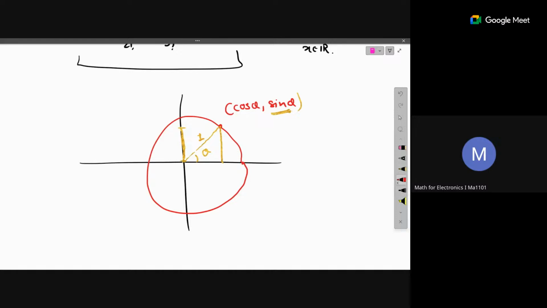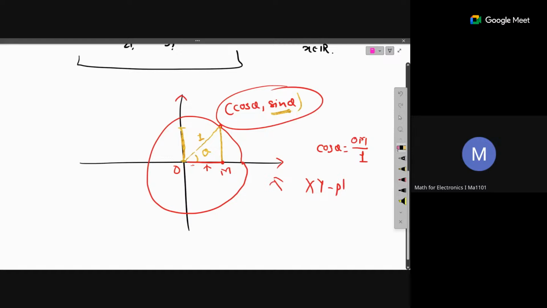And similarly, this length is the same as cos theta, because cos theta is this particular length upon the hypotenuse. If I consider this point to be M and the origin to be O, then cos theta is nothing but OM upon 1. So the coordinate of this point is cos theta comma sin theta. But this is the condition when we consider this as our general xy plane.